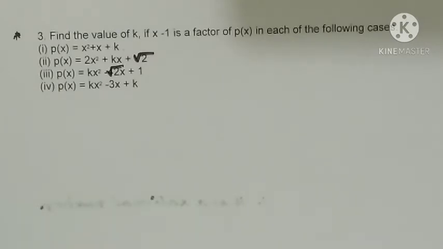So what is the meaning of the question? If x minus 1 is a factor of p of x, then we have to find the value of k. That means x is replaced by the value 1. That means p of 1 we should calculate in each case. Then p of 1 equal to 0 only. After that we should put the value and find out the value of k.